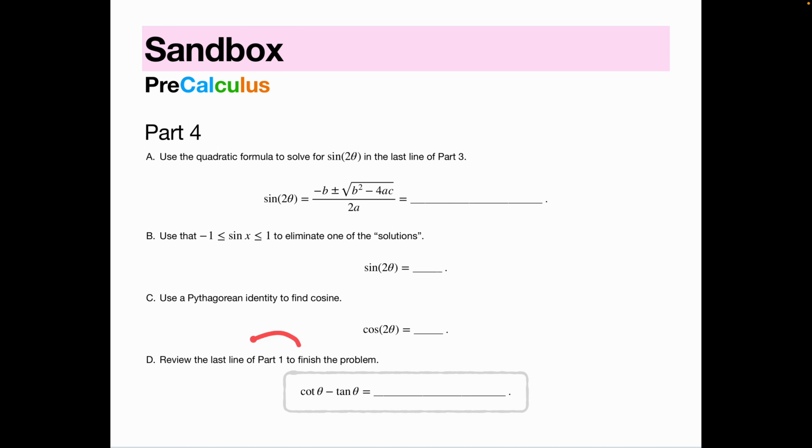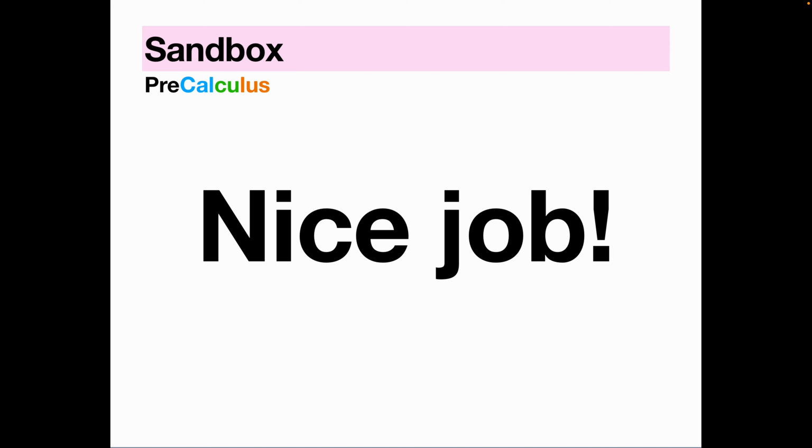Then go back and look at part 1, and you see that we recast cotangent theta minus tangent theta as a different expression, a single term. Look at that, plug in, and you have found your answer.